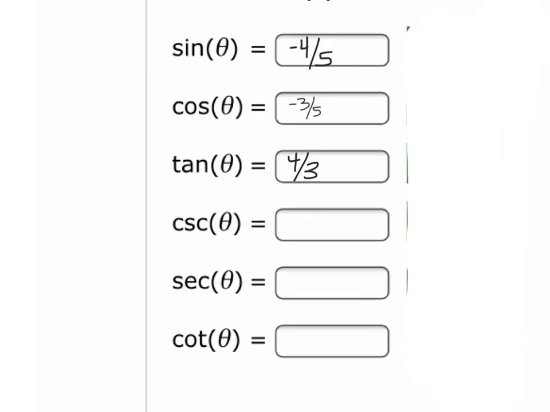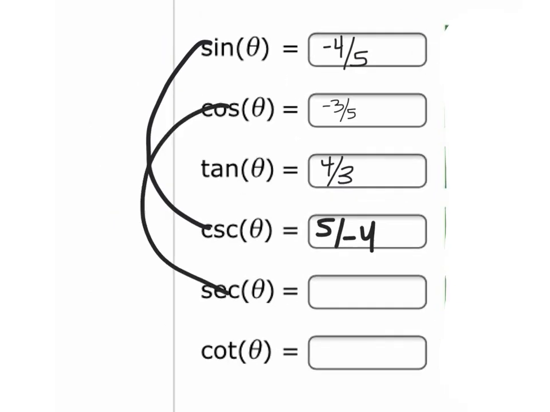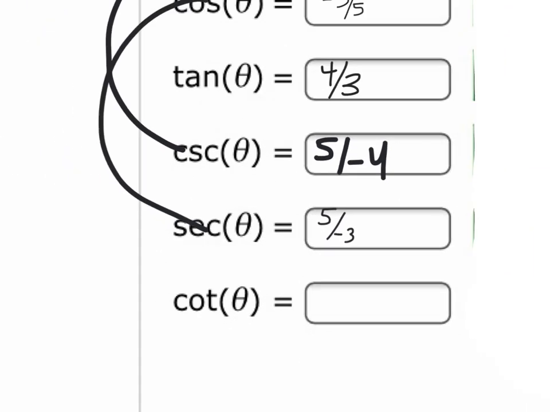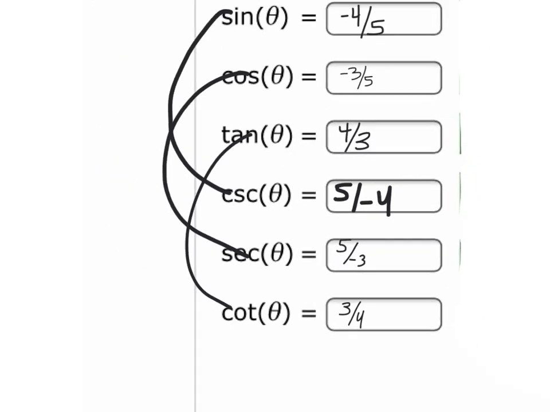Cosecant goes with which one? Sine. So it's what? R over y, which is 5 over negative 4. Yep. Cosine goes with secant, so it's what? R over x, which is 5 over negative 3. Cotangent goes with tangent. So it's what? Which is negative 3 over negative 4?